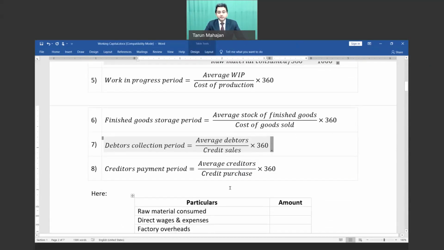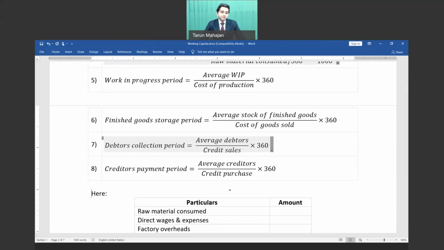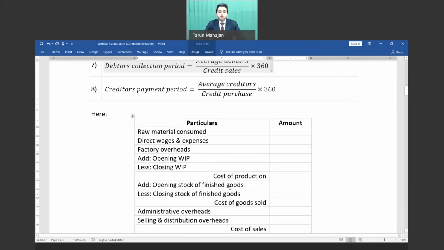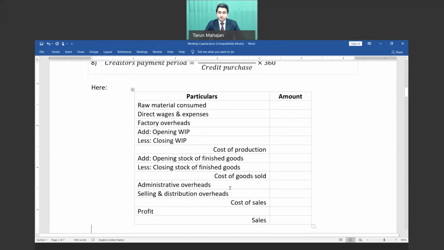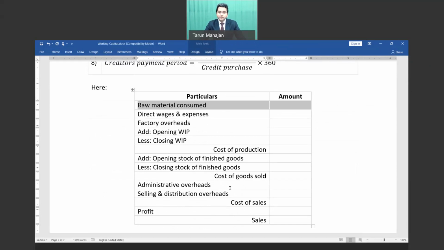Now question arises, how do I calculate cost of production, cost of goods sold, etc.? So for that, you need to make a statement of cost. This looks like a cost sheet, but it is not exactly a cost sheet. So you start with raw material consumed. And how do you calculate raw material consumed?